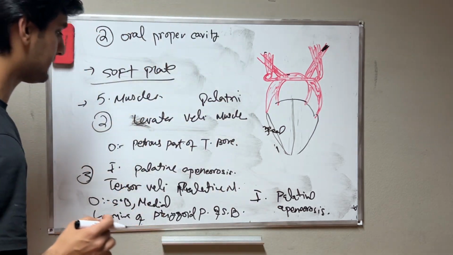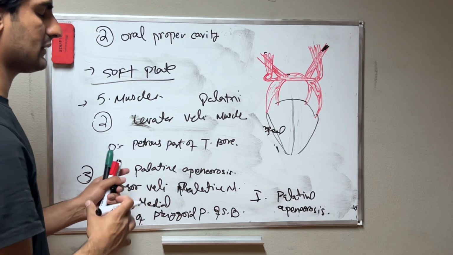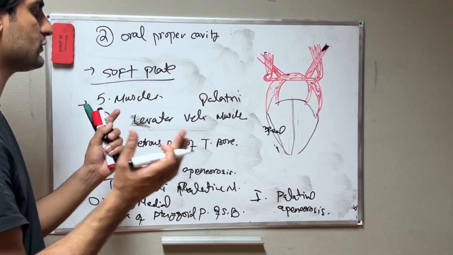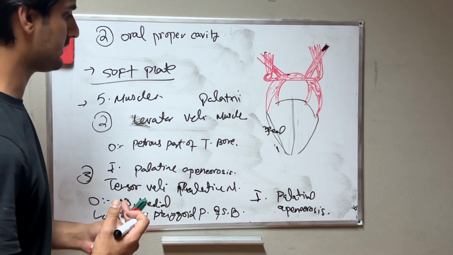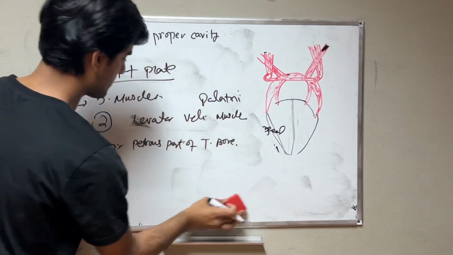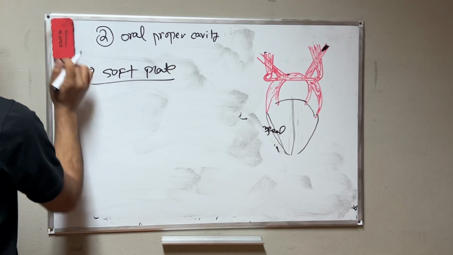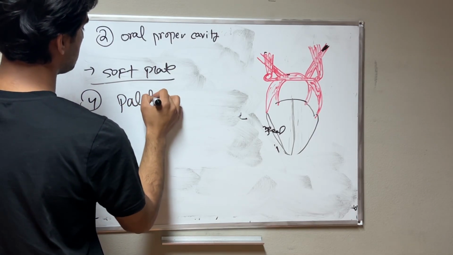Next, in splanchnology, mostly the professor just asks about the muscle names, but for your information and memorization in future, I want to tell you the origin and insertion. Then the fourth muscle we have is the palatoglossus muscle.